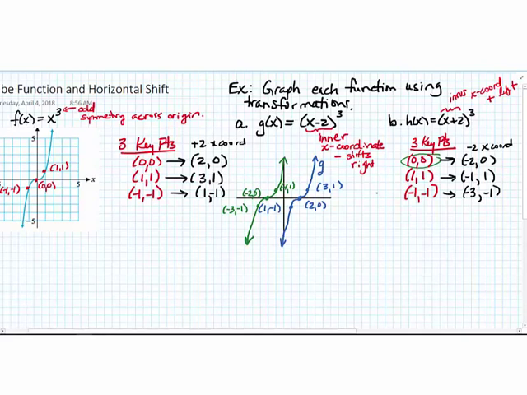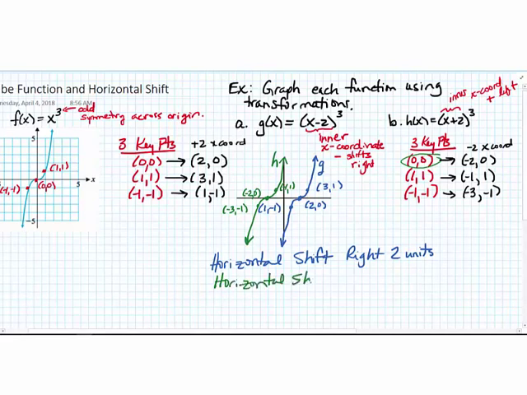Okay? All right, both of these, the graph of G and the graph of H, are a horizontal transformation, a horizontal shift. One shifted to the right 2 units, and the other shifted to the left 2 units, but they both were horizontal shifts. And you can do this with any of the parent functions. You can use them to shift them around to get new functions.